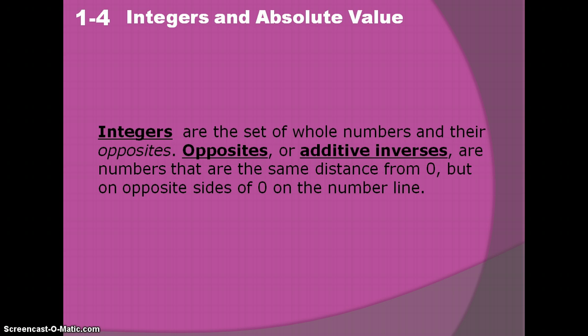Opposites and additive inverses really are the same. They're numbers that are the same distance from 0, but on opposite sides of 0. So, for example, the opposite of 3 is -3.